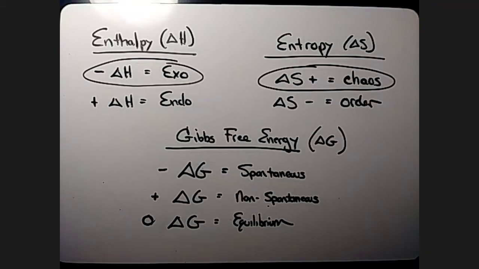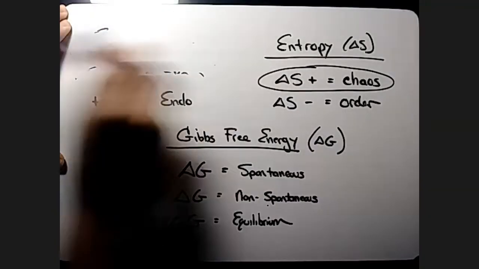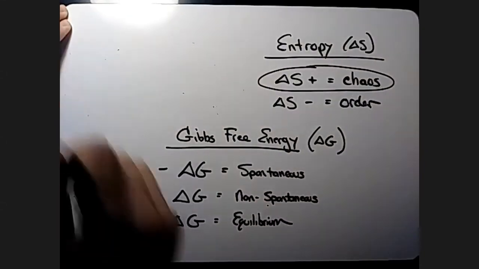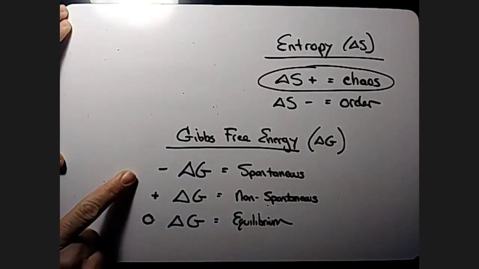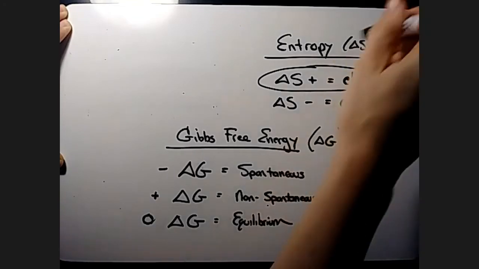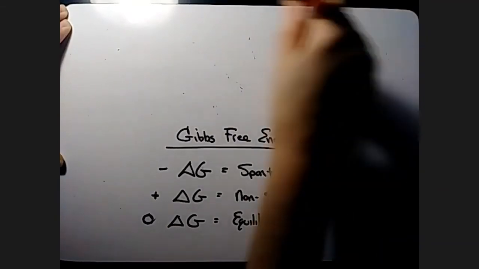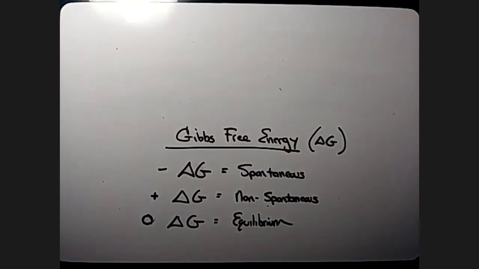Now, there's a couple different ways that you can actually calculate the Gibbs free energy. In fact, I'm going to show you two different ways that we can go about this. But again, what's really important is to remember the different signage of your delta G and what that implies about the overall chemical reaction.